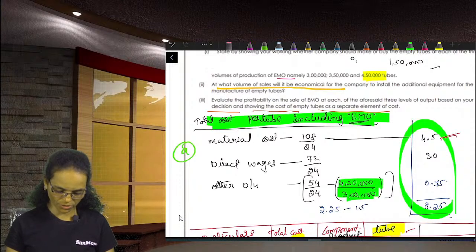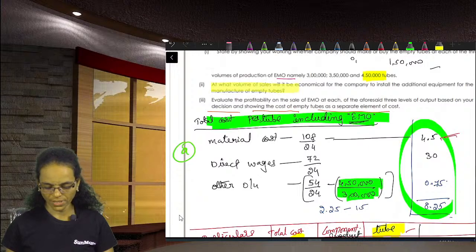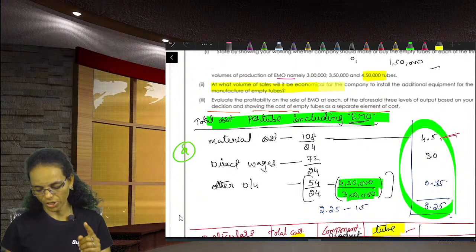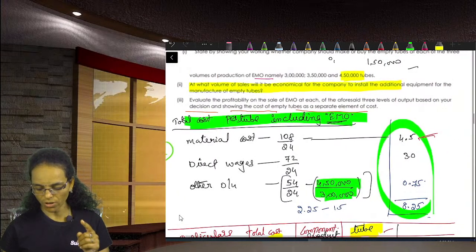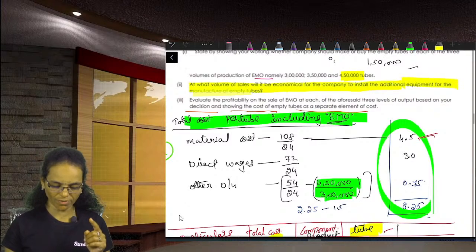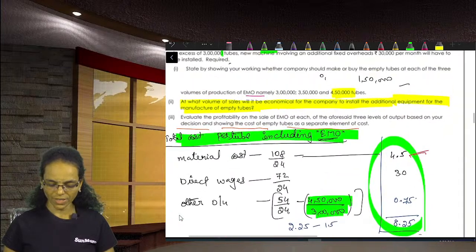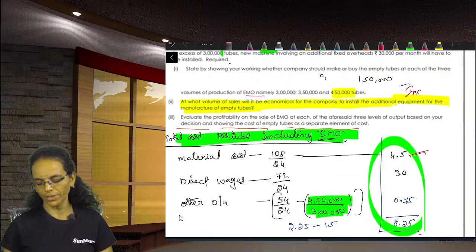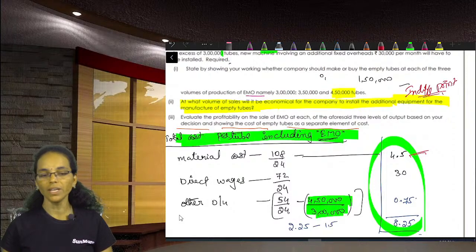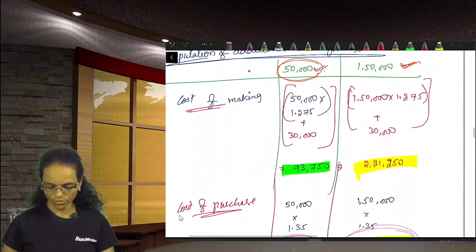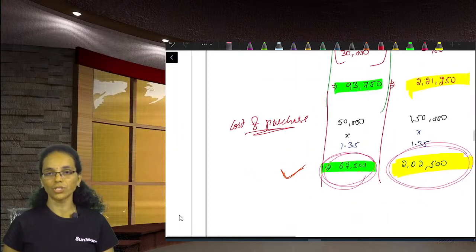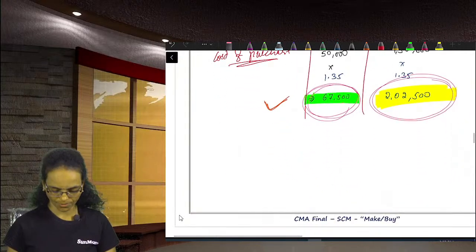Second bit, we are coming to the second bit. At what volume of sales will it be economical for the company to install additional equipment for manufacturing of tubes? At what level? So at what level is nothing but the indifference point. For indifference point, you know the formula, right? The difference in fixed cost by difference in variable cost.